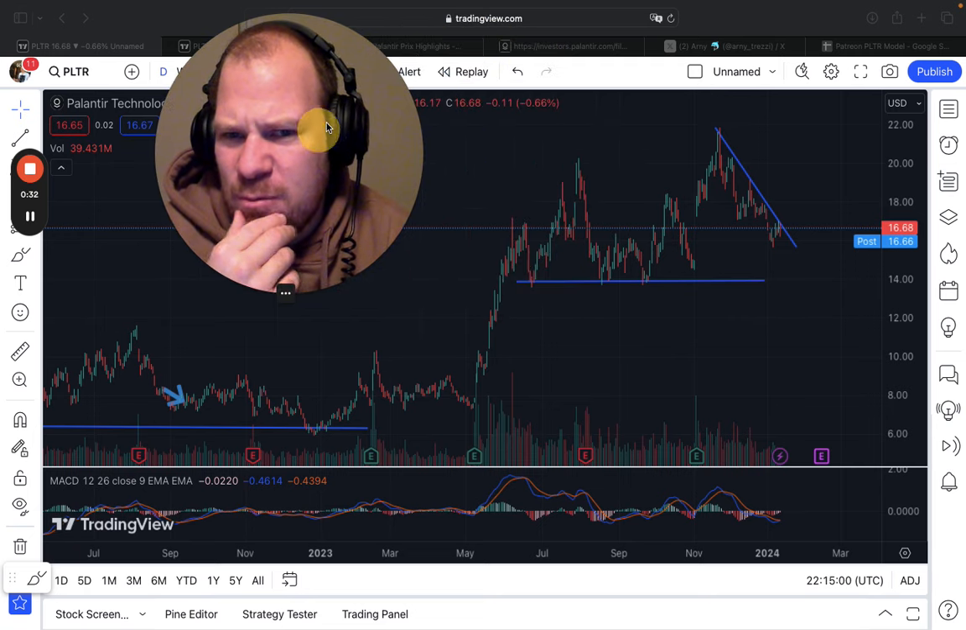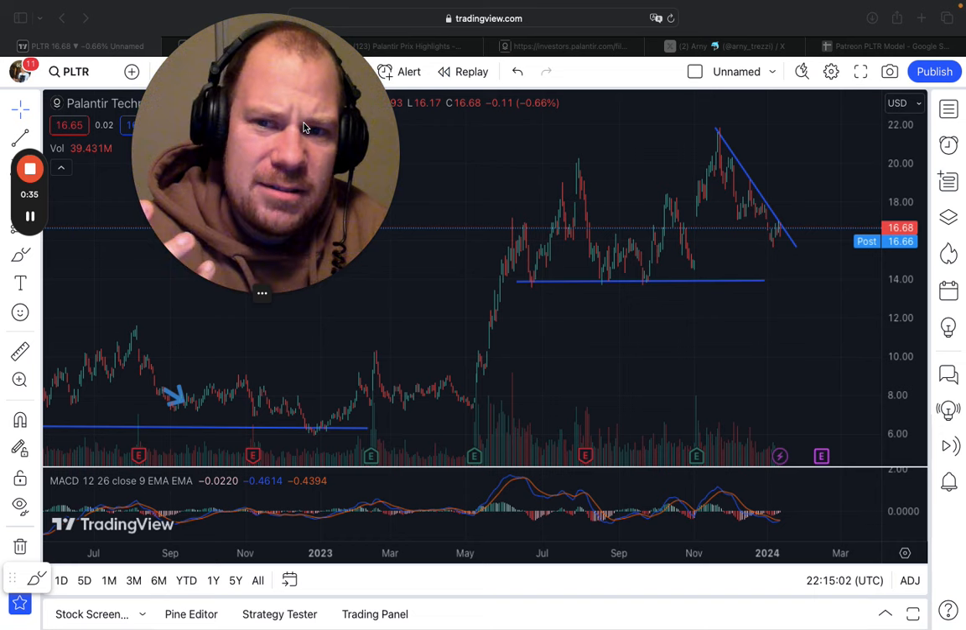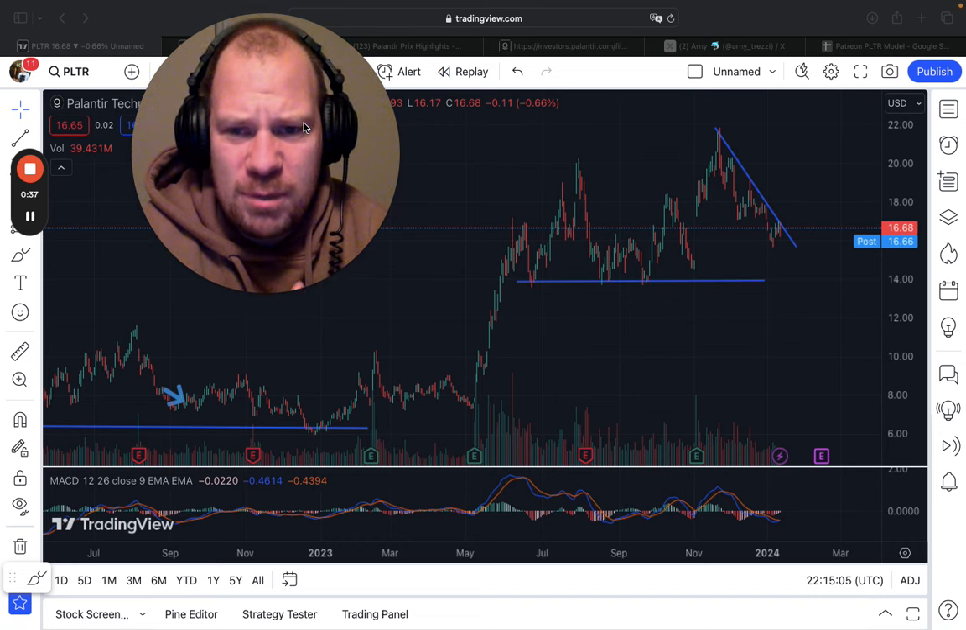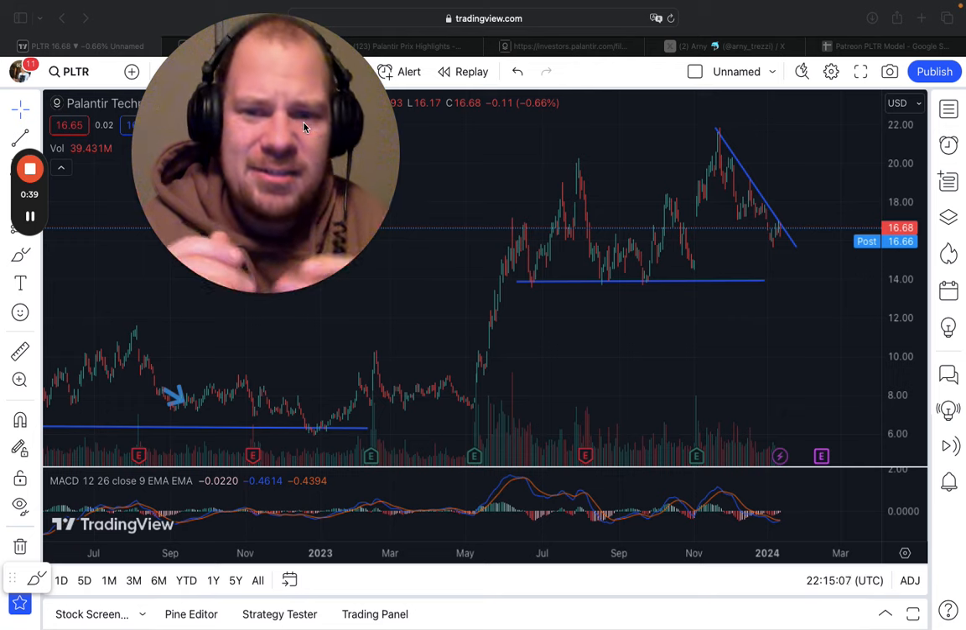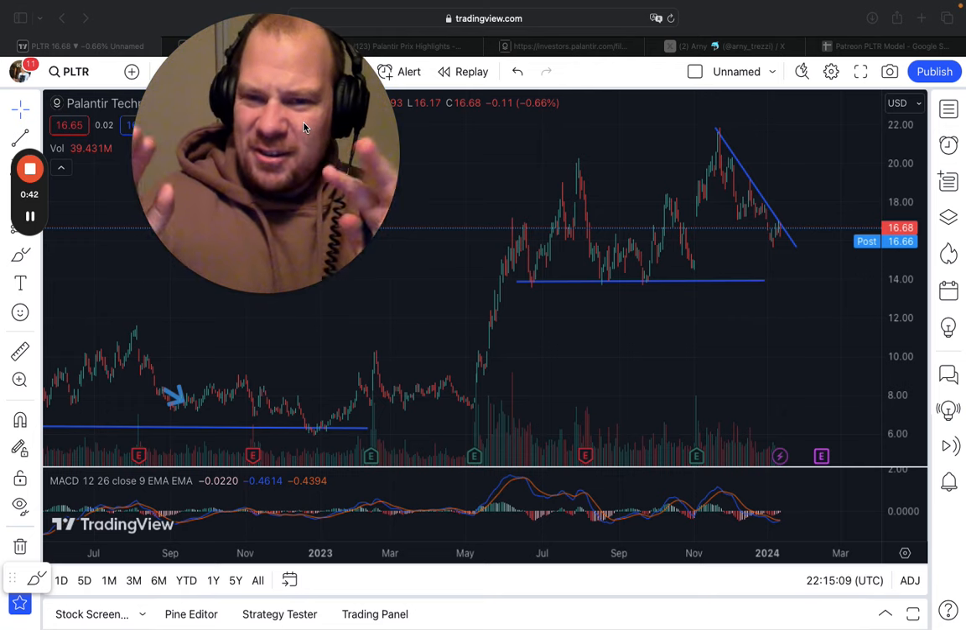So if we were bullish on the stock before, then logically we should be uber bullish on the stock now. But as usual, there's a lot of context to this story.